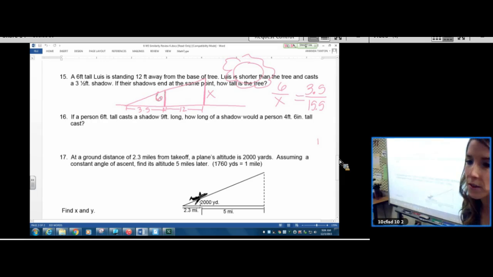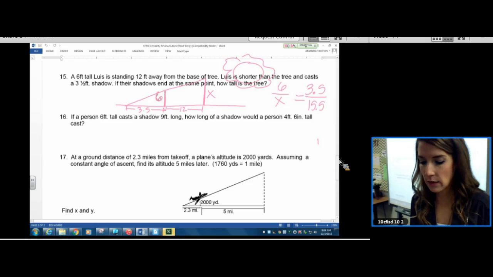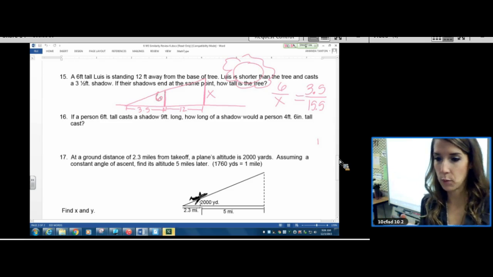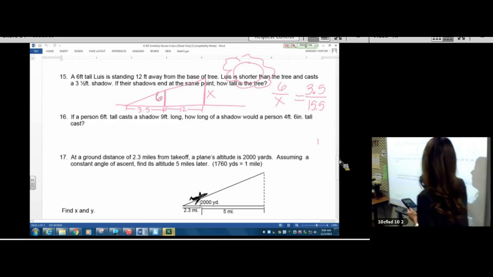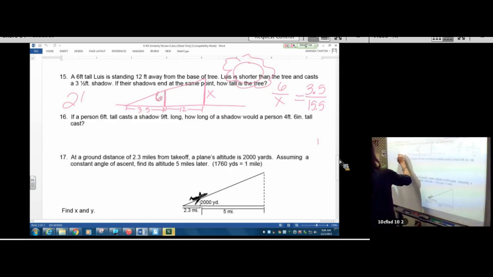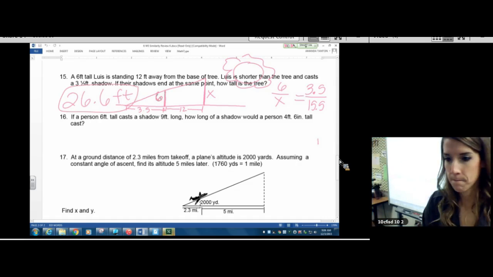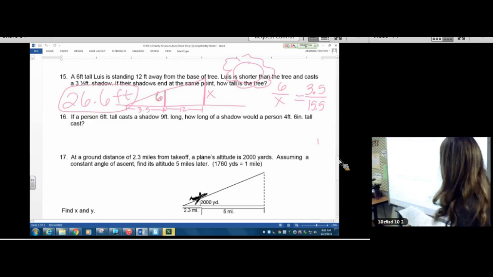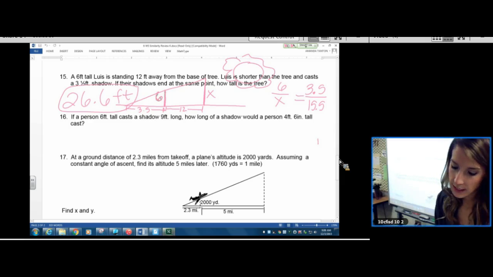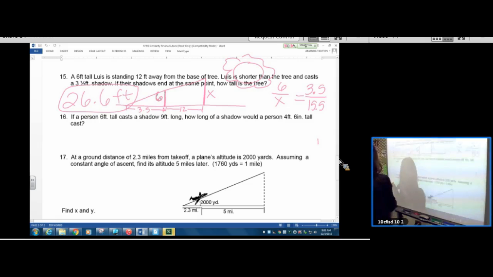So yeah, if we round it, we're going to get 26.57, so we'll round it to 26.6. Okay? It totally depends on what the problem tells you to round to on the test. Number 16, I'm getting 6.75.